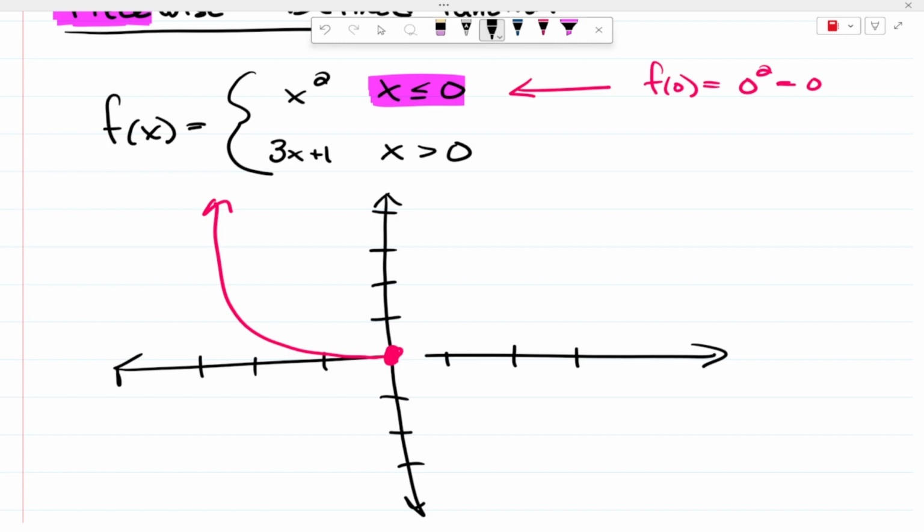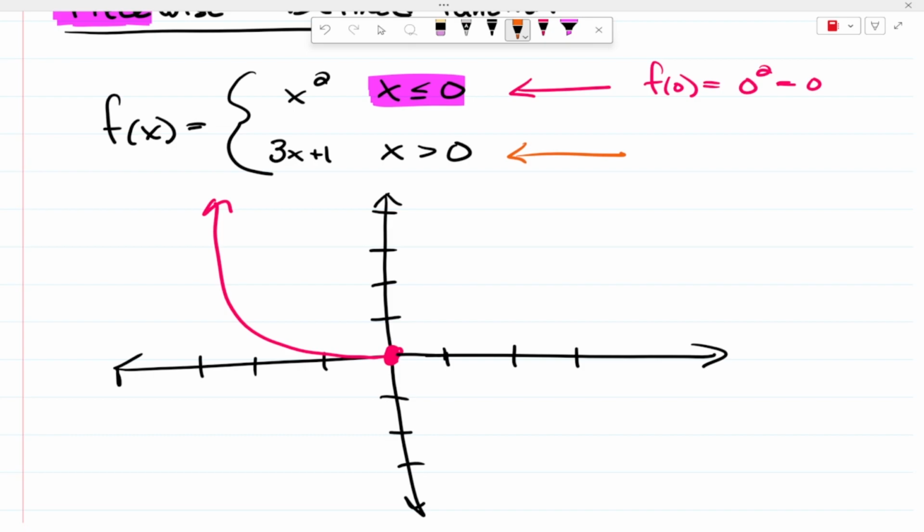And that's because I'm only allowed to use x is less than or equal to 0 for this piece. Now, I'm going to use bright orange for the next one. So now we're going to draw this piece. All right. And I think you can see where this is going.